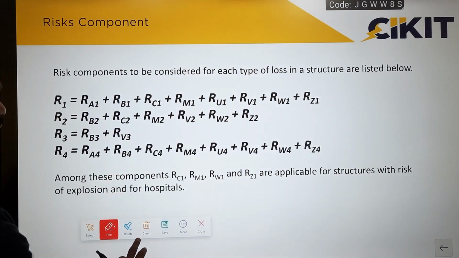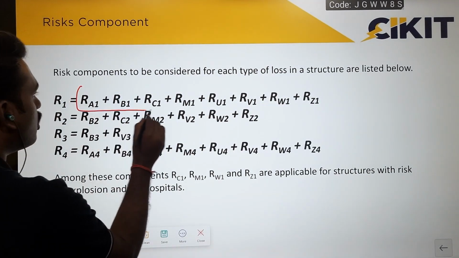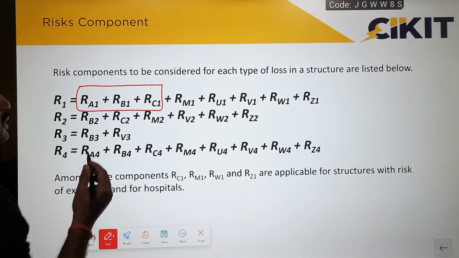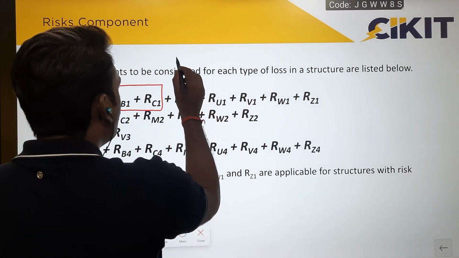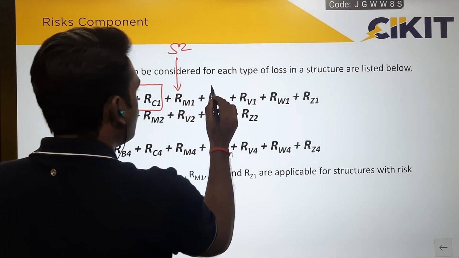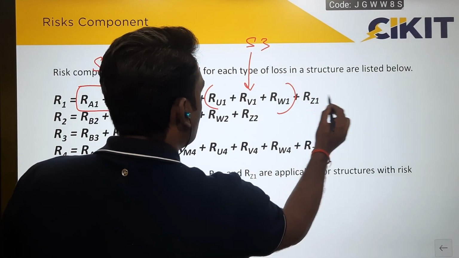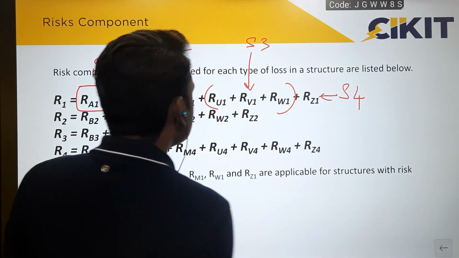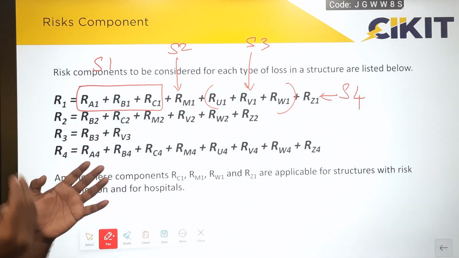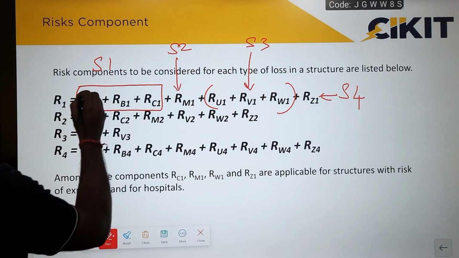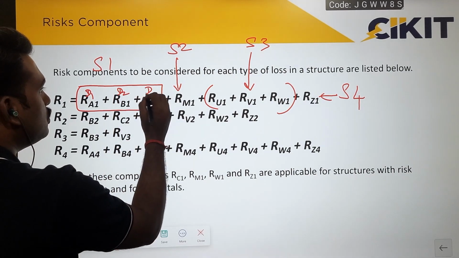If you take this, we can group these risk components into four groups. RA1, RB1, RC1 are due to the source S1, RM1 is due to S2, RUVW is due to S3, source 3, and RZ is due to source 4. The component RA is due to injury to human beings, that is D1. RB is due to D2, RC is due to D3.